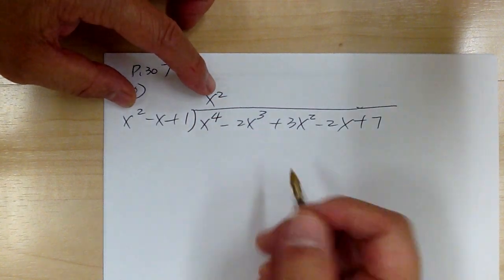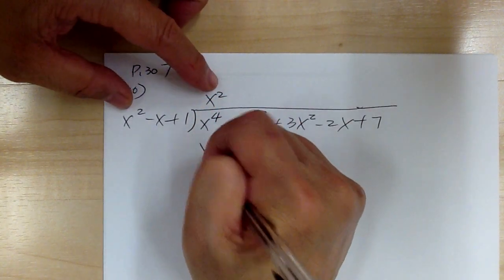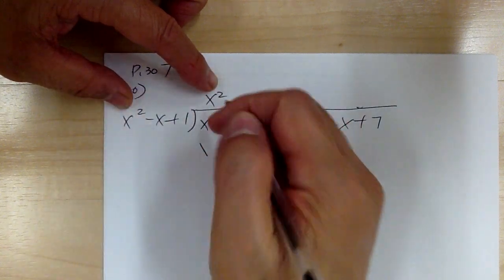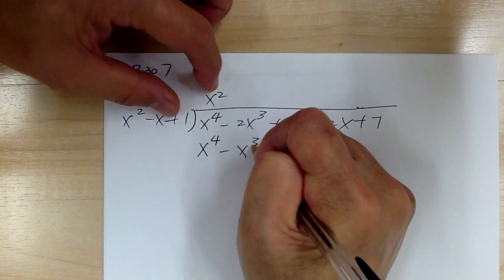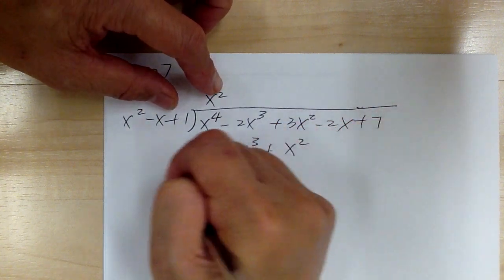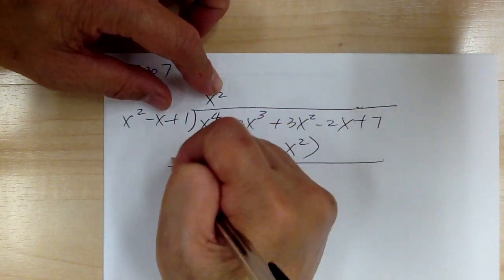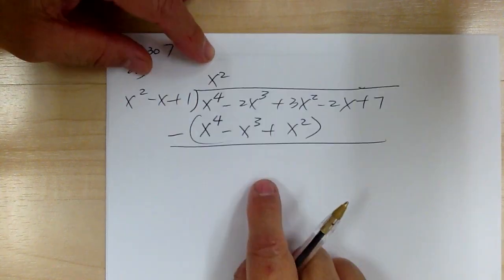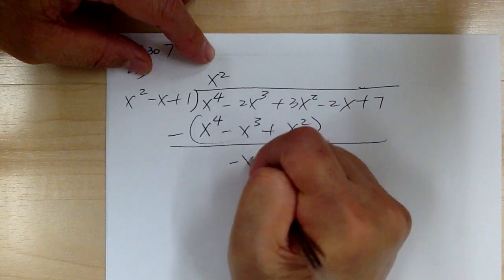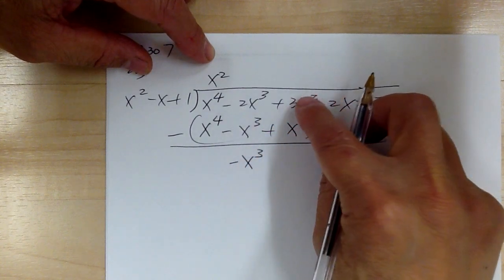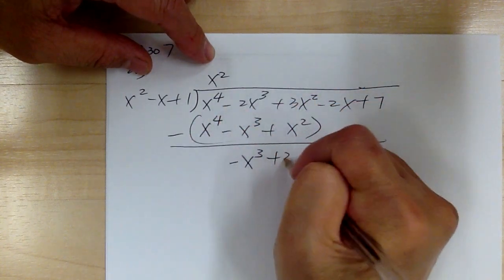So now you go and multiply, distribute. Again, if you use your fingers, it will help you. So x to the 4 minus x to the 3 plus x squared. Put parentheses, subtract. Again, the first term always cancels out. So you got negative 2 minus negative 1, it becomes negative 1. And this one, 3 minus 1 will give you 2.